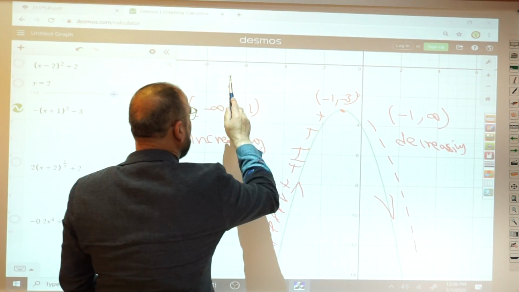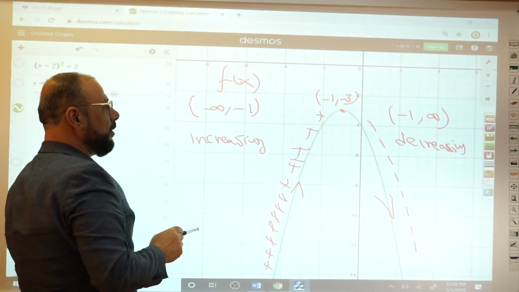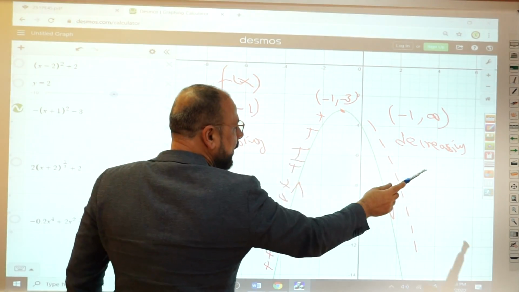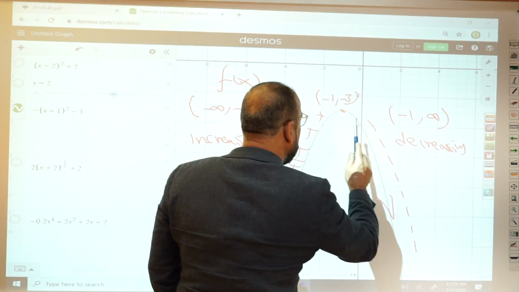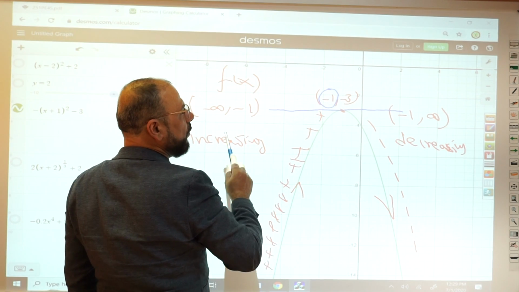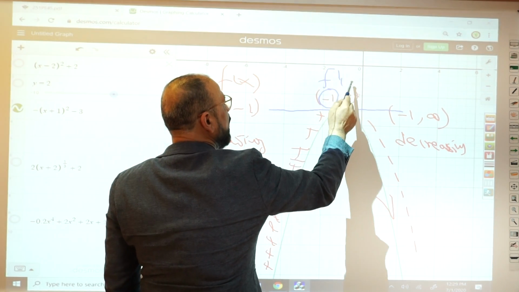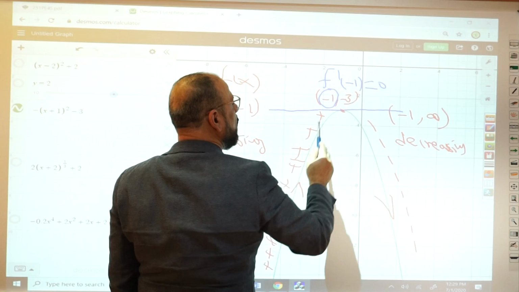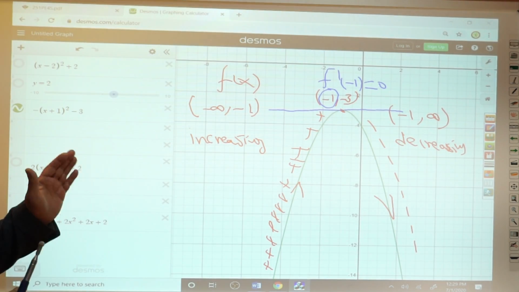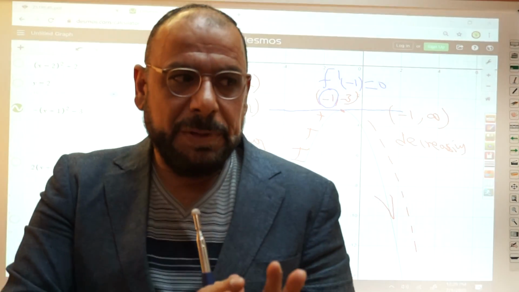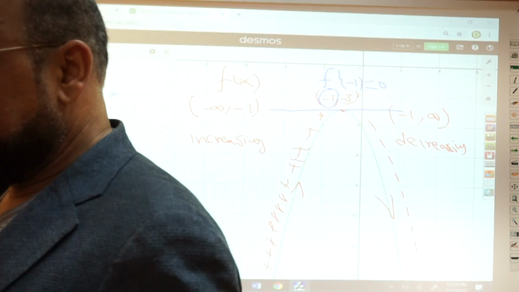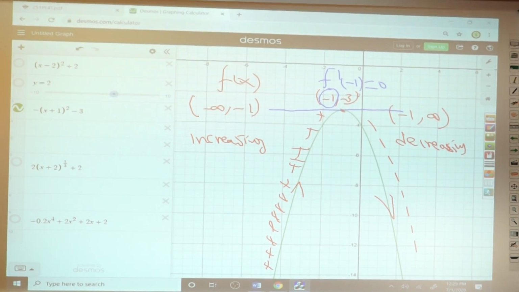If this is f of x, good. And we have a horizontal tangent line at x equal -1, then that means f prime of -1 equals 0. F prime of -1 equals 0. This is okay. Now let us make believe this is not f of x. This is f prime of x, and see what we can do from this.